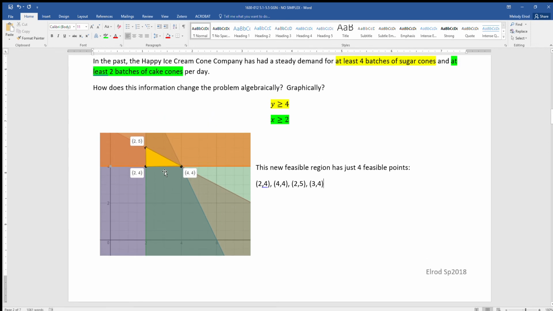Now, so far, so what, right? So what are we trying to do with this? Which one of these combinations would be the best one to use? Well, that depends on a lot of things, right? Maybe it depends on your labor costs in the baking and mixing departments. Maybe it depends on the amount of materials you need to make cake or sugar cones. Maybe it depends upon the profit that you bring in based on cake and sugar cones.